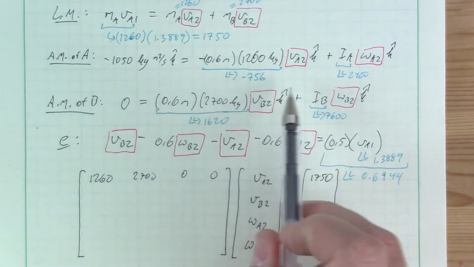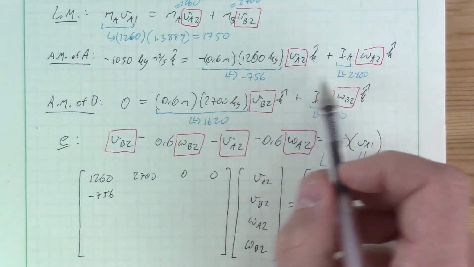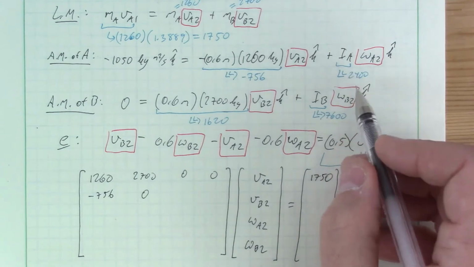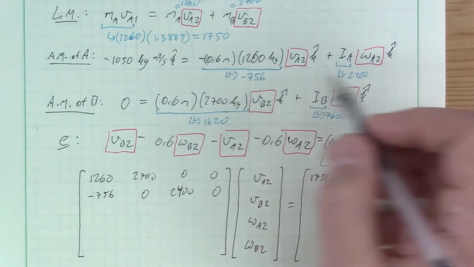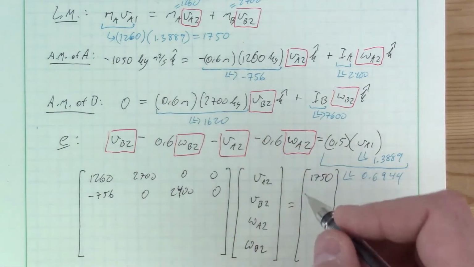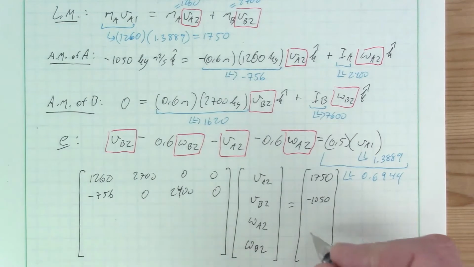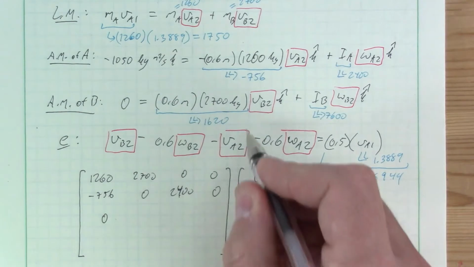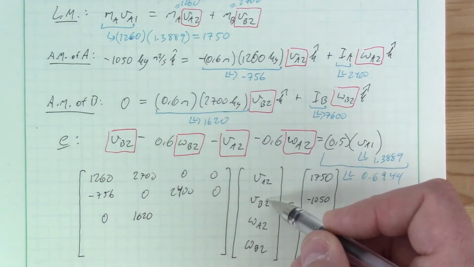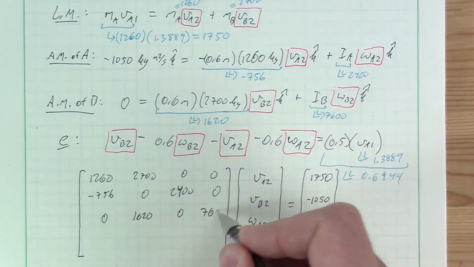Okay, next equation, what multiplies VA2 is minus 756. VB2 is not in that equation. Omega A2 has a coefficient of 2400, and omega B2 isn't in that equation, and that equals negative 1050. All right. Next equation, well, I see that that's going to equal 0. The VA2 is not in that equation, but 1620 is the coefficient on VB2. Omega A2 isn't in that equation, but omega B2 is with a coefficient of 7600.